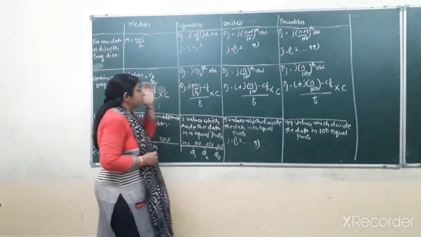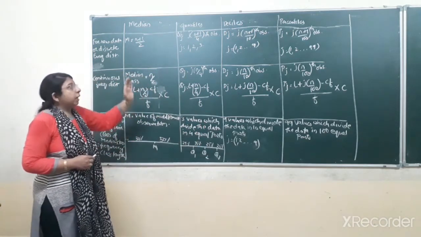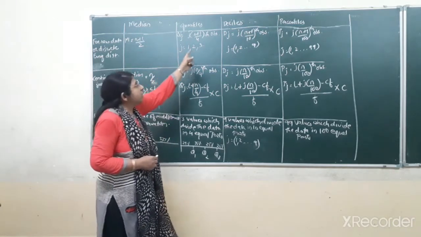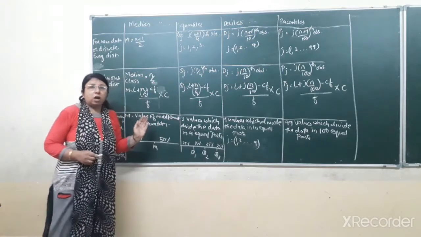Now you can see on the board I have written the formulas of median and other positional averages. In other positional averages it would come quartiles, deciles and percentiles. Now first of all let us start with median.